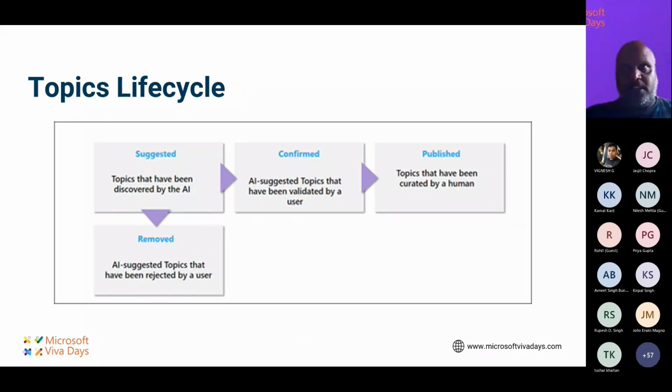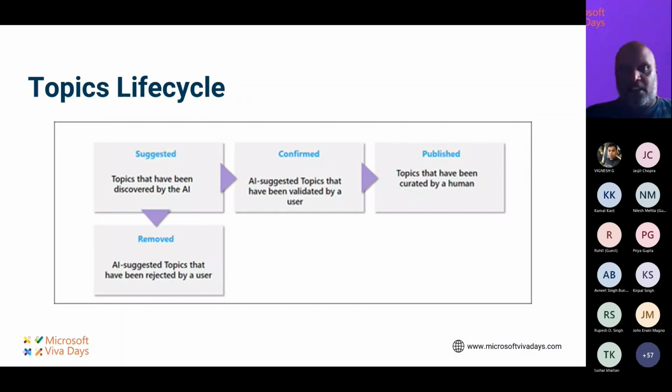The AI behind the screen will start providing some suggested topics. And then if it is relevant and okay, and if it is confirmed after validating by a few users, it will be set to a state called confirmed. Later, after the required corrections and everything, it will get published.